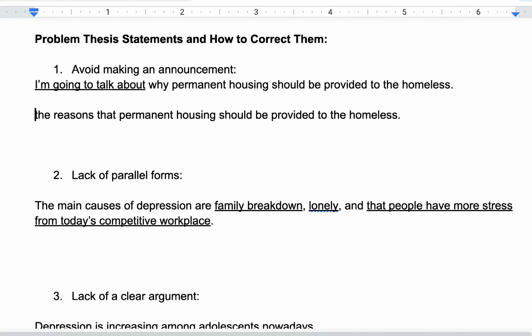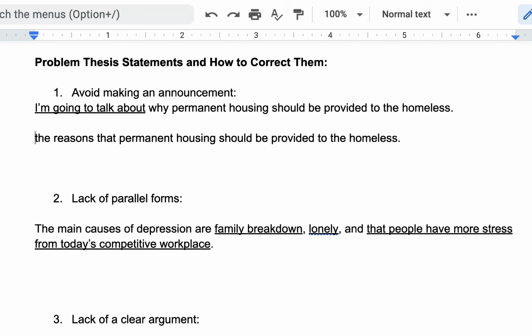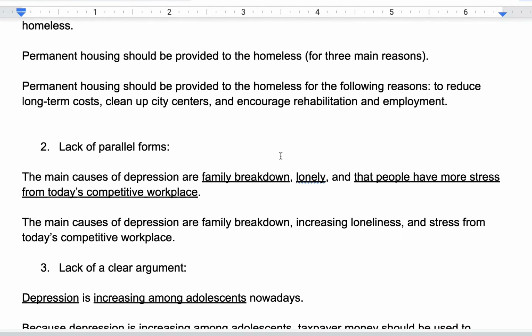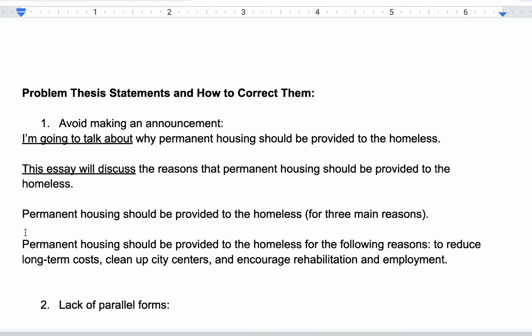So now we have the reasons that permanent housing should be provided to the homeless. This is not a sentence, so we need to change this and make it into a clear sentence, a thesis statement. So let's see an example answer. We could say, permanent housing should be provided to the homeless. This is a general thesis statement.